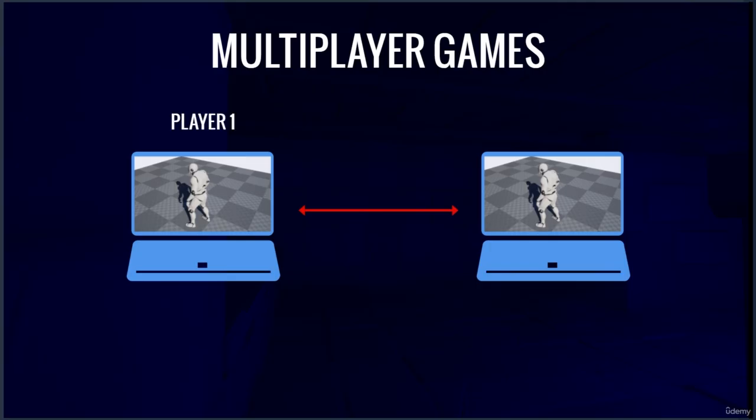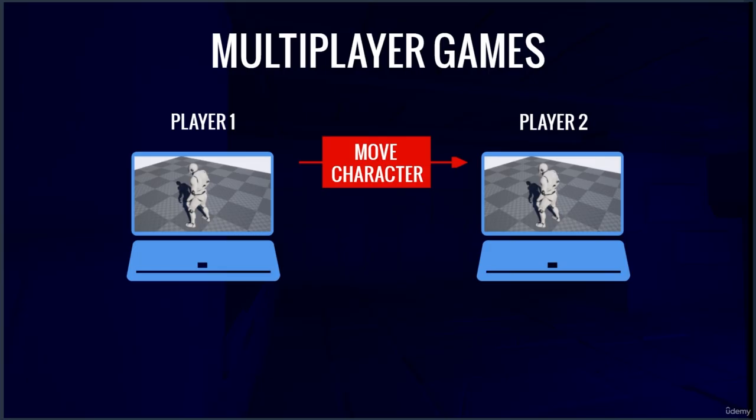Let's say player 1 moves their character. In order for player 2 to see that movement, information about player 1's character movement must be sent to player 2's machine. But player 2 will also be moving their character, so information about player 2's character movement must be sent back to player 1's machine. So the question is, how do we transfer that information? There are several ways to architect a system for sharing information between game sessions. The first one we'll discuss is peer-to-peer.